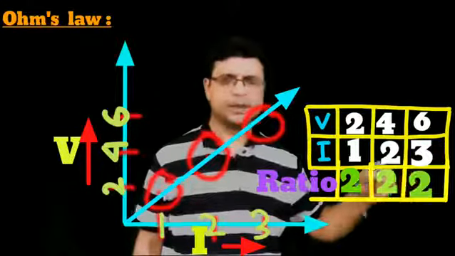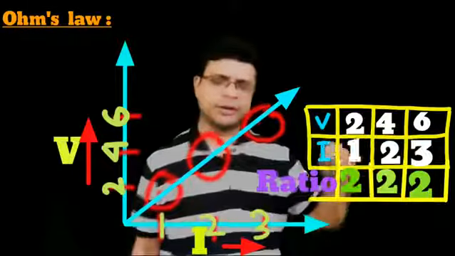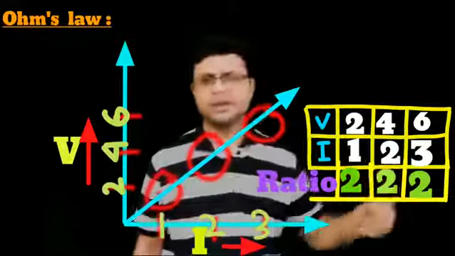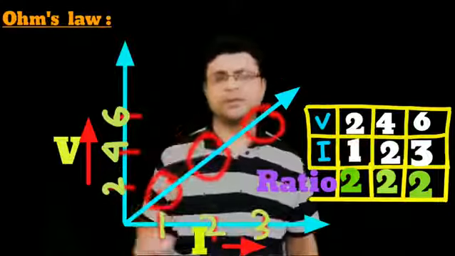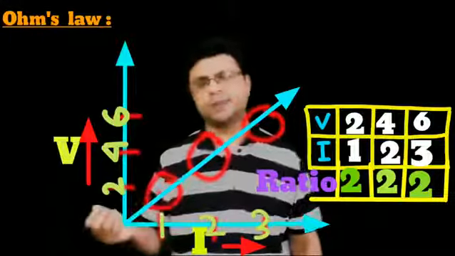You can check. It means when V increases, current also increases. Or if I increases, V also increases. We observe this from the graph also. It is a straight line. This straight line indicates that they are directly proportional.